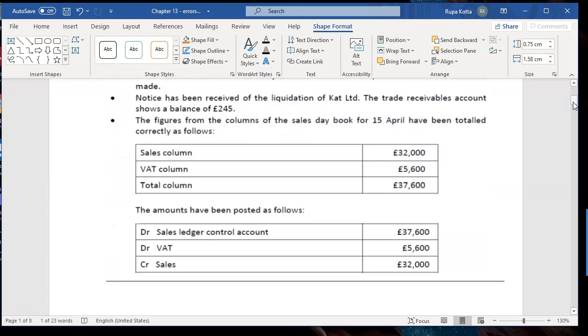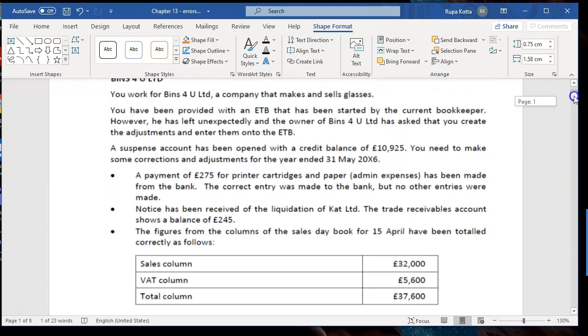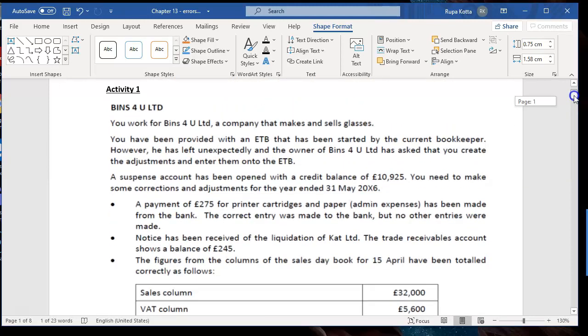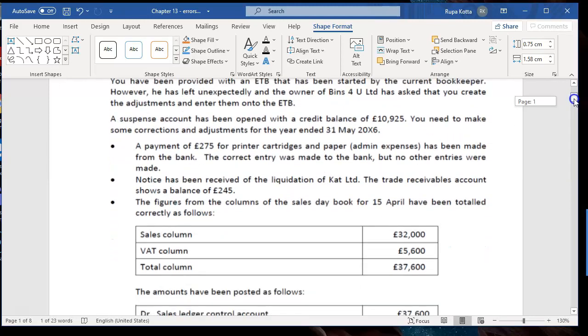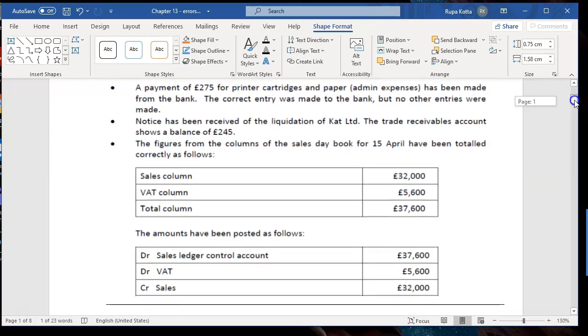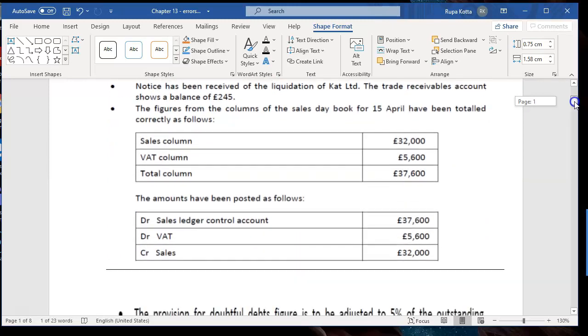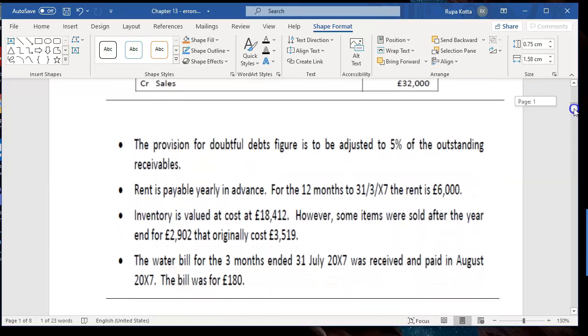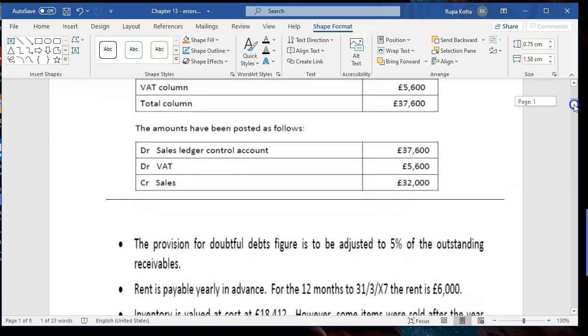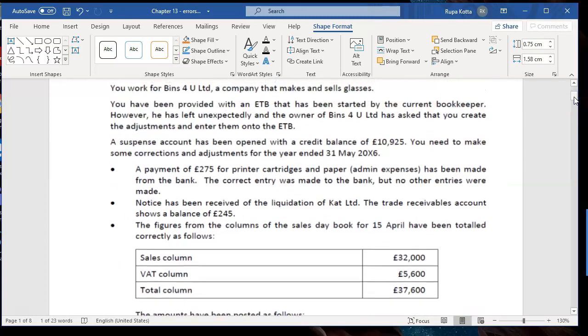Notice has been received for the liquidation of CAT Limited. The trade receivables account shows a balance of 245. Did they ask you any VAT? 245. They did not say it is including VAT or plus VAT for this particular task, so you can ignore VAT for this. So notice has been received for the liquidation of CAT Limited.